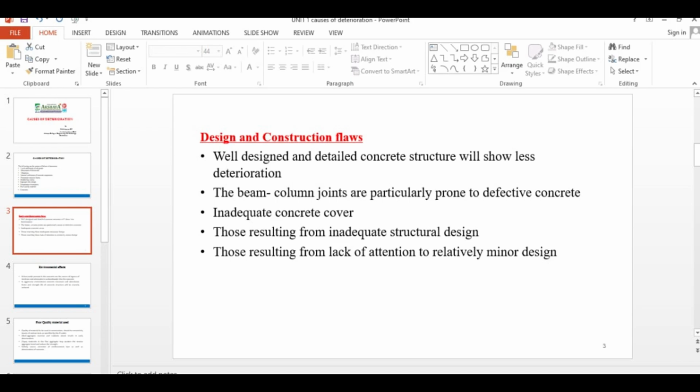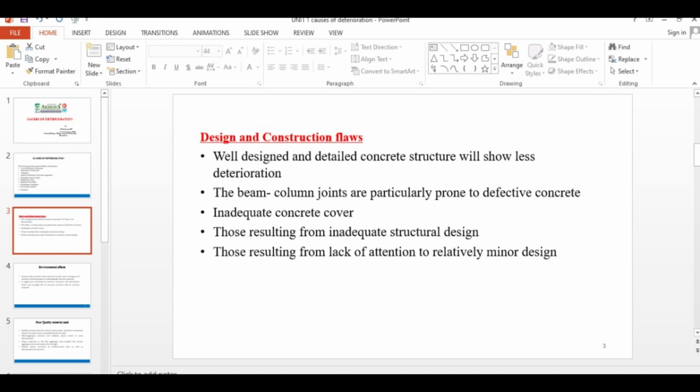So the design and construction flaws. Well-designed and detailed concrete structures will show less deterioration in comparison with poorly designed and detailed concrete. The beam column joints are particularly prone to defective concrete if the detailing and placing of reinforcement is not done properly. And also we need to look after the mix design. The mix design has to be made as per the standards and specifications.